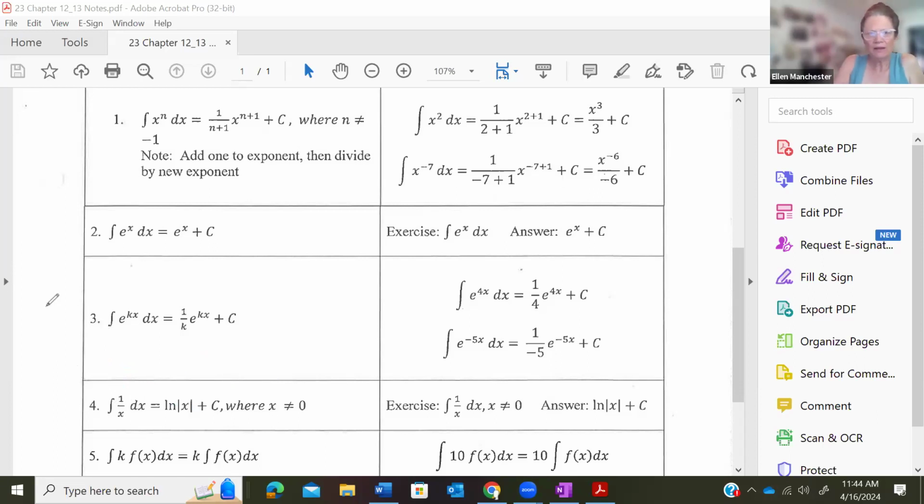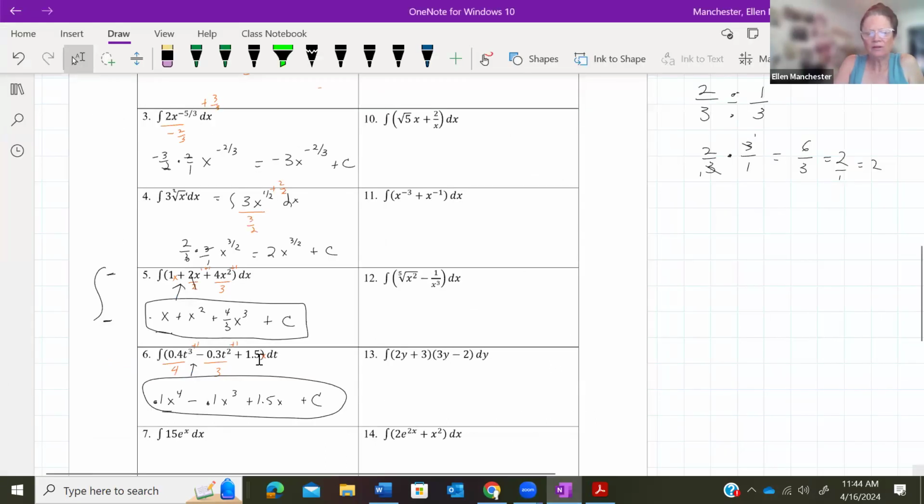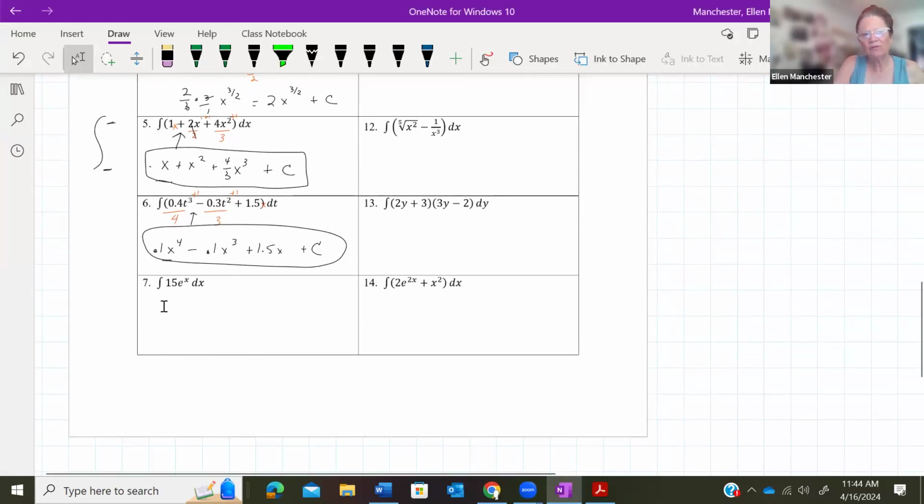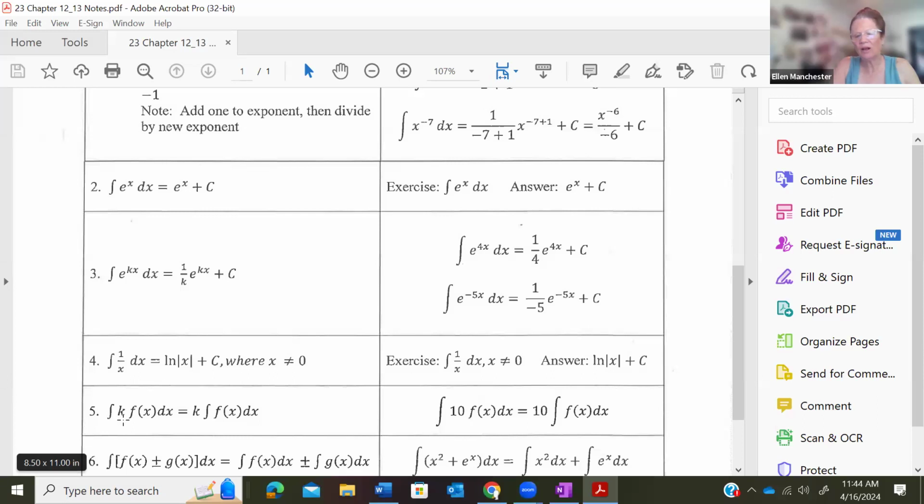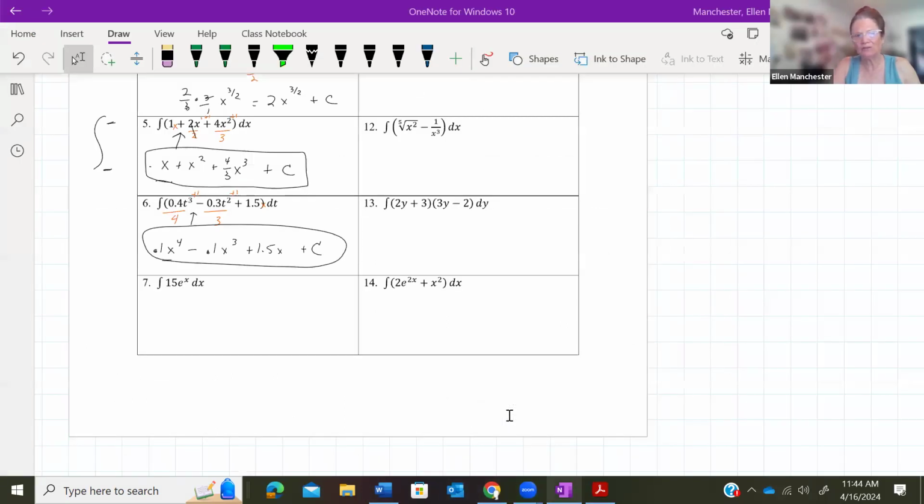Okay, so going back to our practice, now we have the antiderivative of 15 e to the x. So the constant just goes right along with it. Okay, that's what this rule is saying. This number, k, is a constant. You can pull it out and then multiply by the antiderivative. Or the way I do it is I just keep it. It just comes along for the ride. So this is 15 e to the x plus c. And that's my original function.